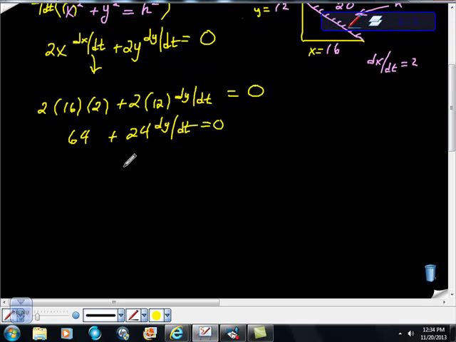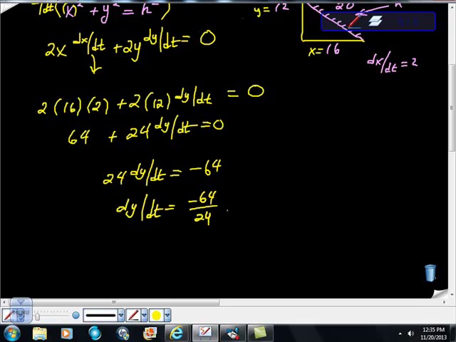I'm going to start moving stuff around because I want to isolate my dy/dt. So what I'm going to do is I'm going to add negative 64 to both sides. We'll get 24 dy/dt is equal to negative 64, right? Because we subtracted that from both sides. Now we'll divide by 24, and we'll get dy/dt is equal to negative 64 over 24. A little simplifying here. 8 goes into 64 8 times, so negative 8. 8 goes into 24 3 times. Remember, this is change in height, so it's feet, because that was the measure that we used, and it's feet per second, and this thing is falling 8/3 feet per second.